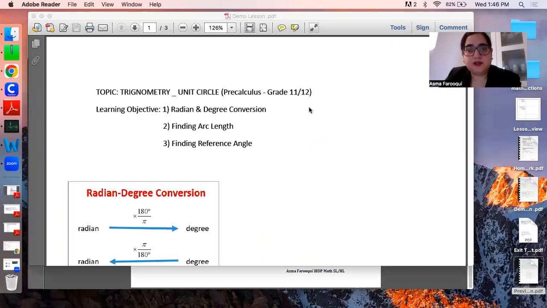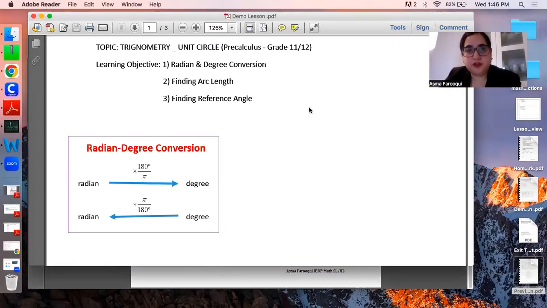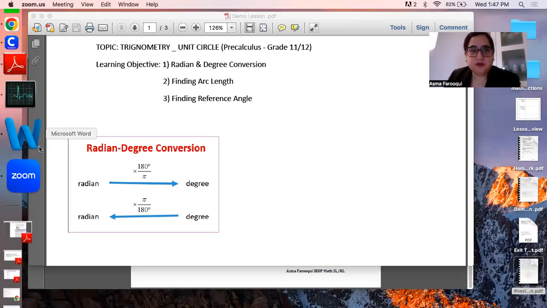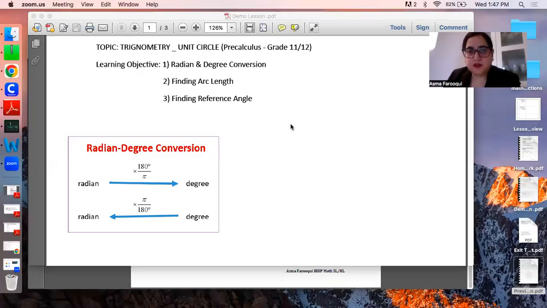This is the demo lesson over here. So let's start with the first topic, that is radians and degree conversion. So I'm going to explain here. We're going to draw a unit circle. So this is a unit circle here. Please remember, this is 0, it's 360 degrees, 0 degrees, and the equivalent is 2 pi radians.